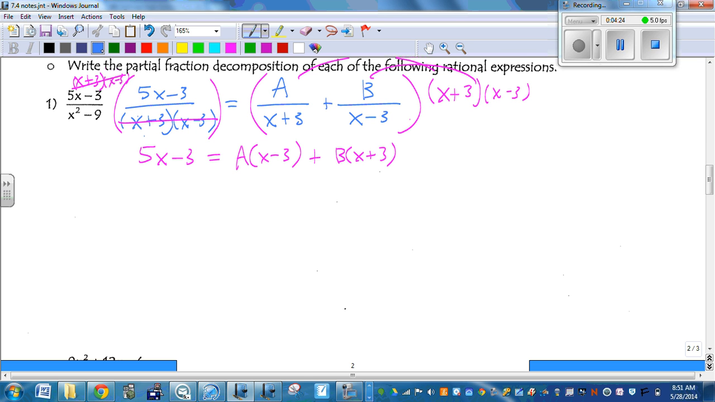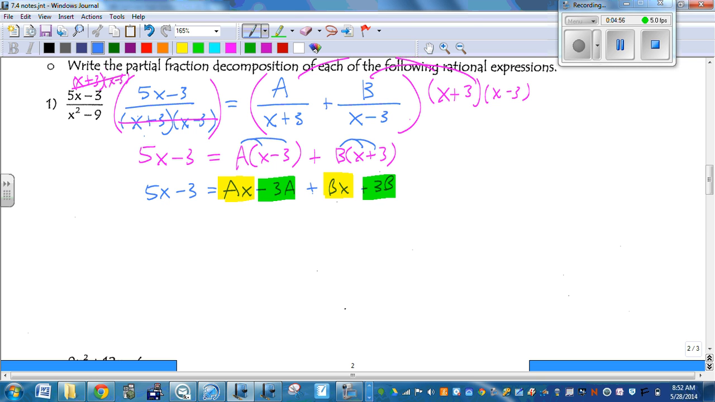So we're going to want to go ahead and distribute our constants. So we get ax minus 3a plus bx plus 3b. And now we're going to look at like terms. So if you look, we have 2 terms here that deal with x's, and the other 2 have no x's. Those are actually constants. So these 2 are just constants.